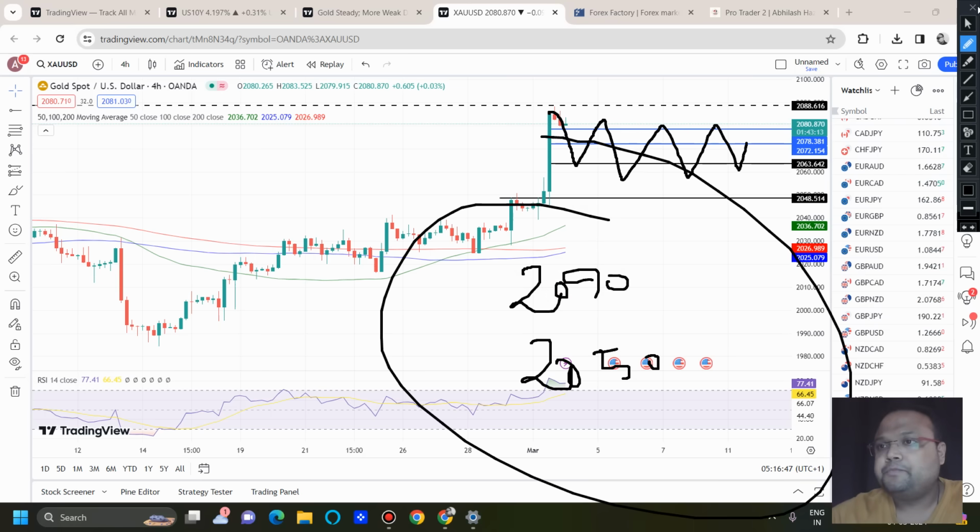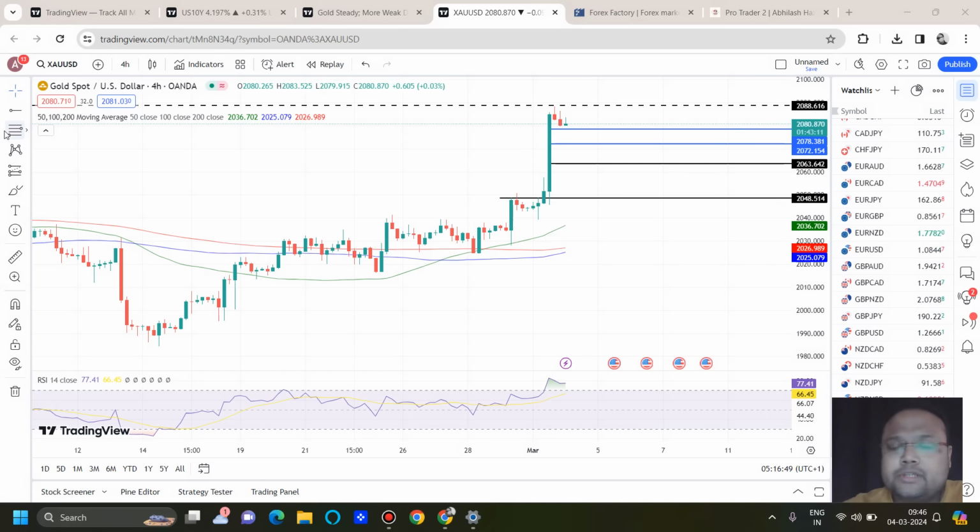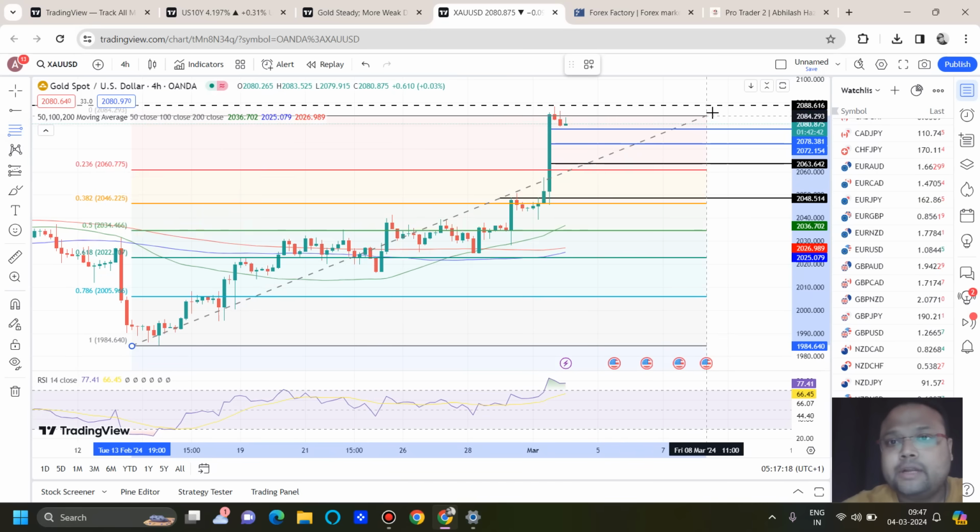So what are the opportunities? First of all, if you already have a buy position on gold as a positional trader or swing trader, no need to exit, be on the trade. If you have taken a sell on gold at the 2085, 2086 area at the top, at the resistance, you can still be on the trade, because a little bit of downside is still possible, if not a trend reversal. And if you are looking for a fresh position in the market, then it's better to wait for the market to come down for retracement.